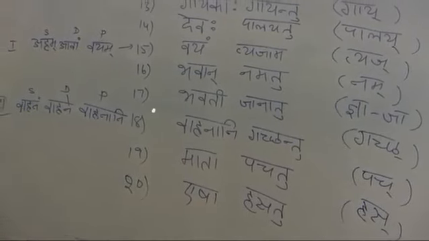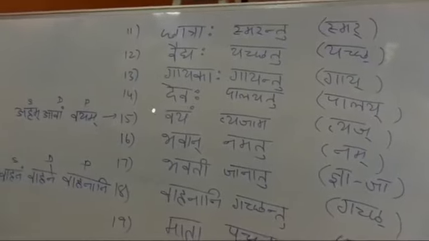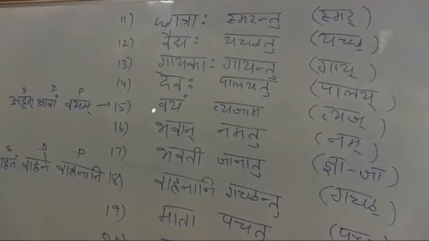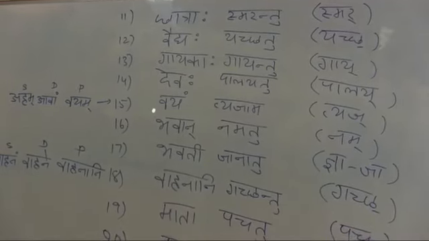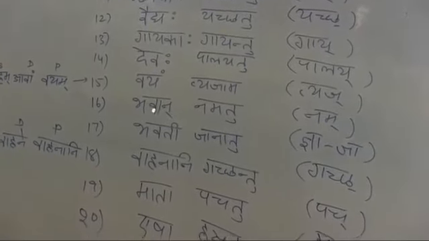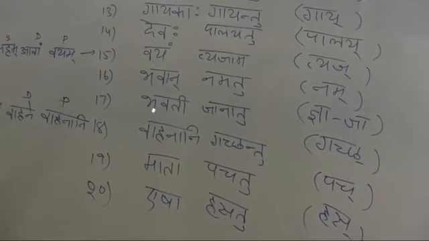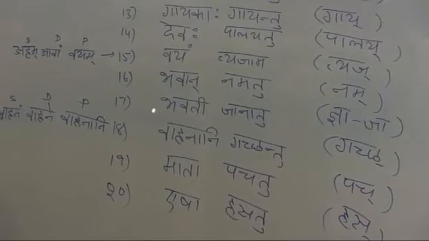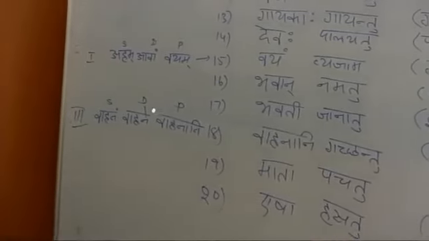Read once again. Chhatraha smarantu, Vaidyaha yachhatu, Gayakaha gayantu, Devaha palayatu, Vayam tyajama, Bhavan namatu, Bhavati janatu, Vahanani gachantu, Mata pachatu, Esha hasatu. So depending on identifying the subject, then use the verb in the imperative mode. You will not commit any error there.